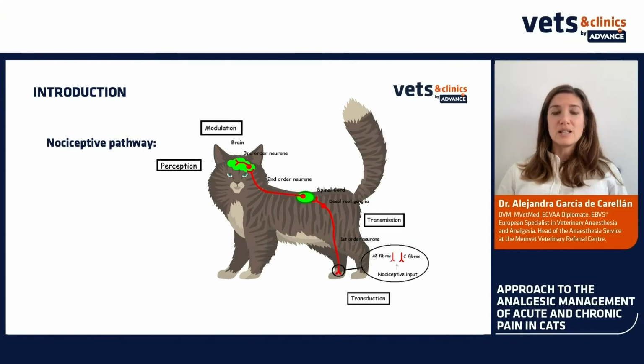And the last step of the nociceptive pathway is perception. Basically, you perceive that you are feeling pain, and for perception to take place, you need to be awake. If you are anesthetized, you won't know that you are having pain. You will have all the nociceptive impulses, and you will have changes in your heart rate, your blood pressure, and your respiratory rate, but you won't know that you're in pain because you're anesthetized.